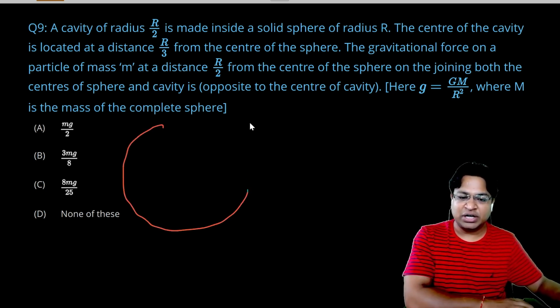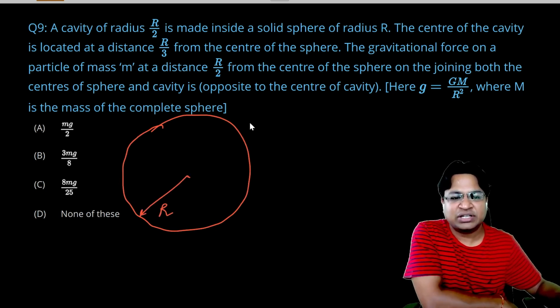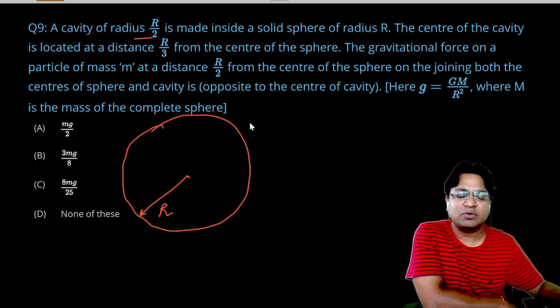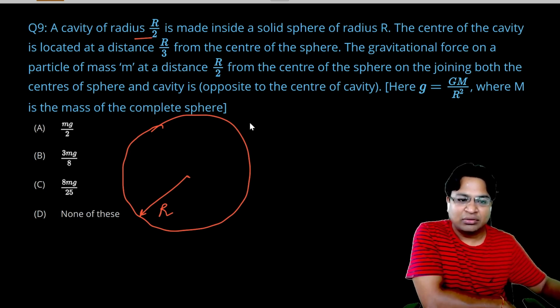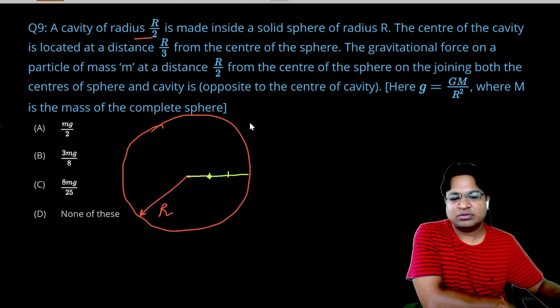So let's say this is the sphere and this has a radius R. Okay, this has a radius R. So we made a cavity of radius R by 2, and the center of the cavity is located at distance R by 3. So I'll change the color. So from here, if this is R, I will break it into three parts. Okay, so this is R by 3. So somewhere here, this is R by 3. So this is the center of the cavity.